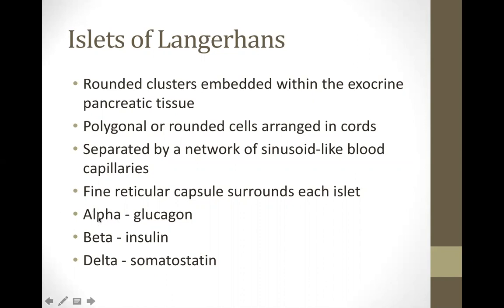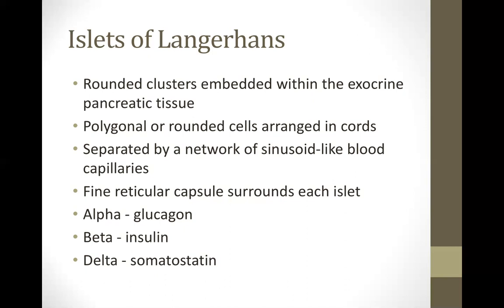The first cell is the alpha cell. Okay, the alpha cell secretes glucagon. Glucagon increases the blood sugar. Beta cells function in the secretion of your insulin. And insulin decreases, it lowers the blood sugar.